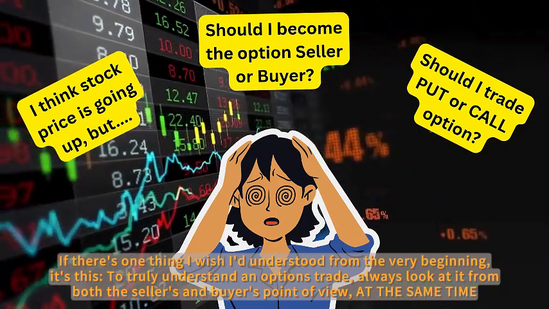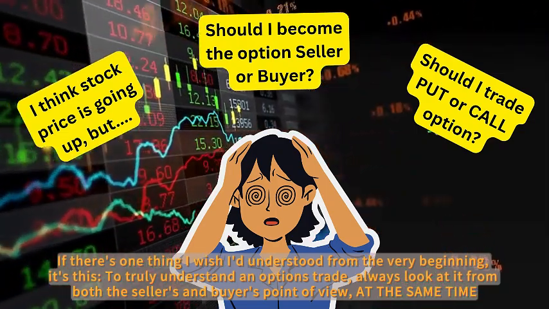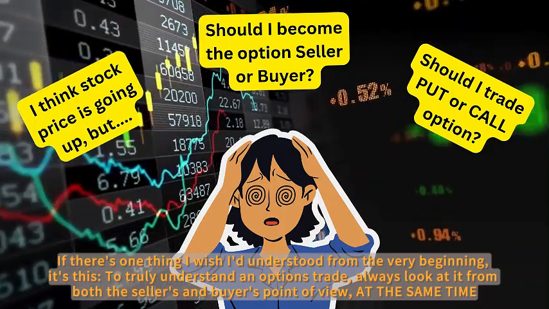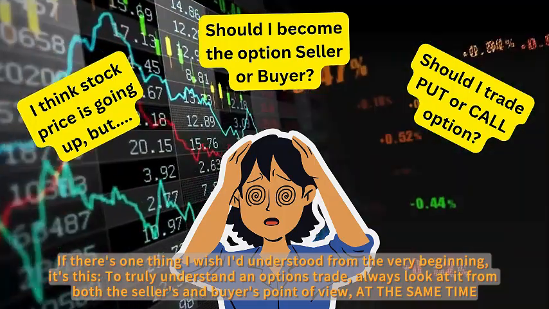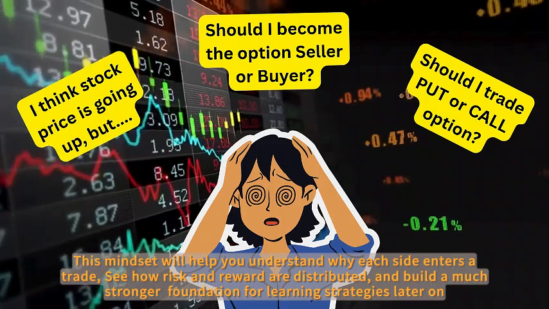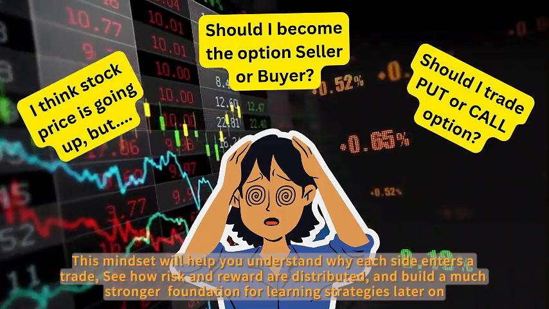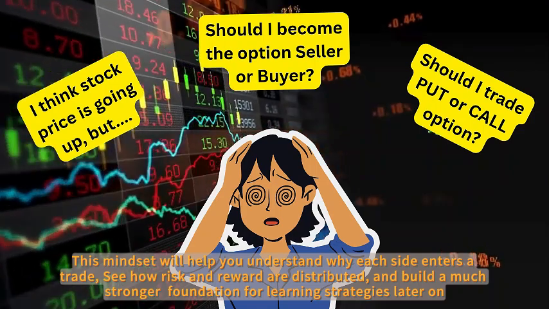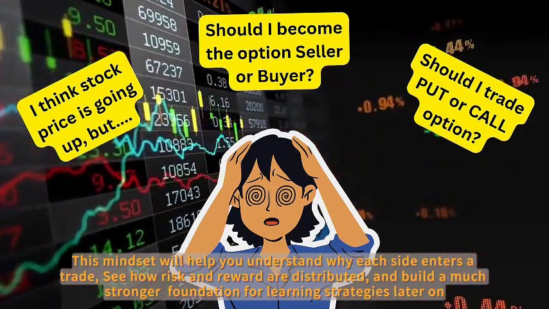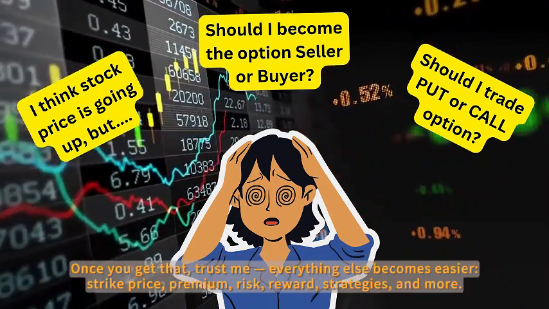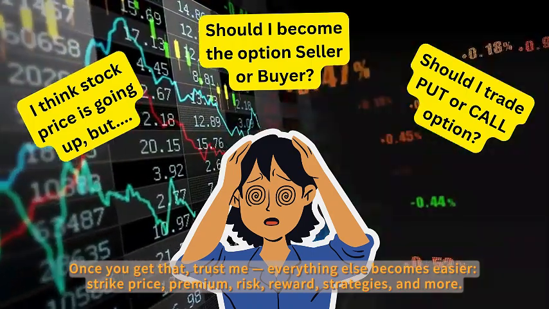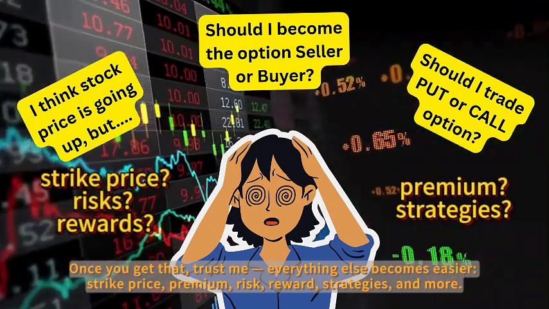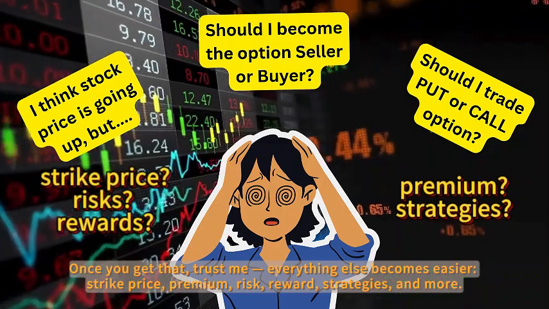If there's one thing I wish I'd understood from the very beginning, it's this: to truly understand an options trade, always look at it from both the seller's and buyer's point of view, at the same time. This mindset will help you understand why each side enters a trade, see how risk and reward are distributed, and build a much stronger foundation for learning strategies later on. Once you get that, trust me, everything else becomes easier: strike price, premium, risk, reward, strategies, and more.